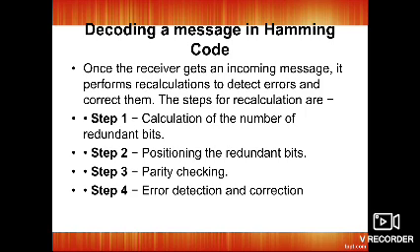Decoding of Hamming code involves 4 different steps. First, calculating the number of redundant bits, then positioning the redundant bits, parity checking, and error detection and correction capabilities. So that is simply the reverse of the encoding process. After encoding, decoding should be done on the receiver side. Hope you all understand this session.